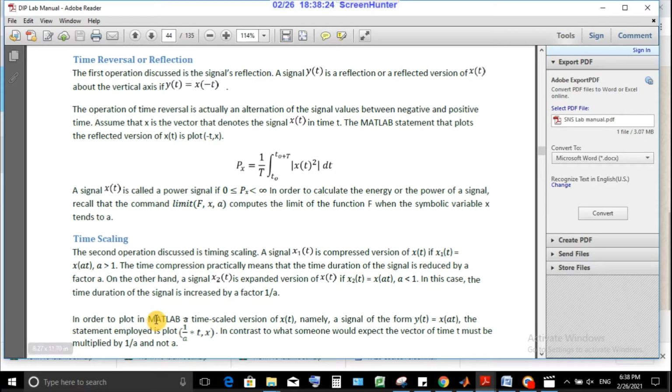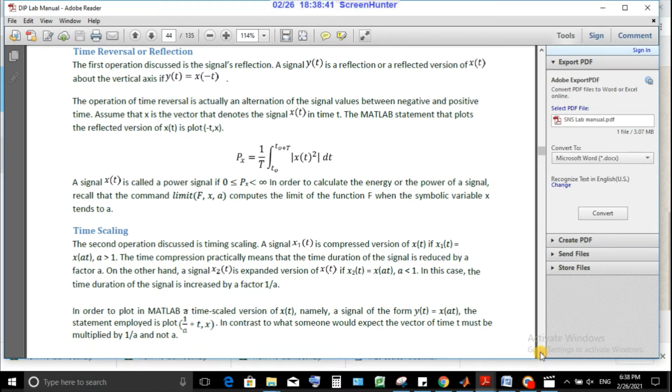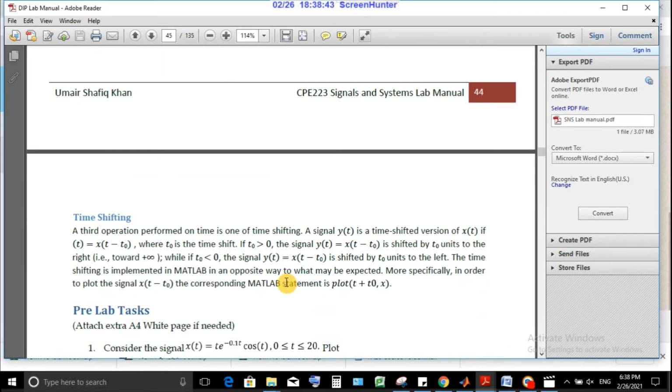In order to plot in MATLAB a time scaled version of x(t), namely a signal of the form y(t) equal to x(at), the statement employed is plot((1/a)*t, x). In contrast to what someone would expect, the vector of time t must be multiplied by 1/a and not a. Then the time shifting operation.